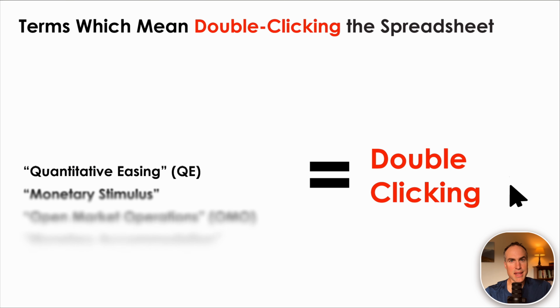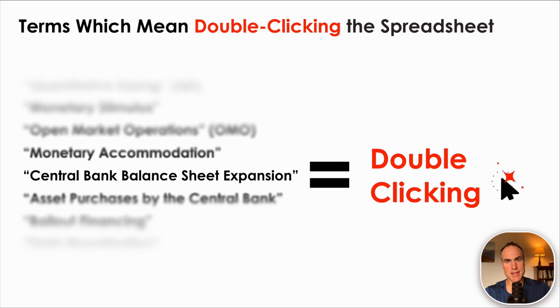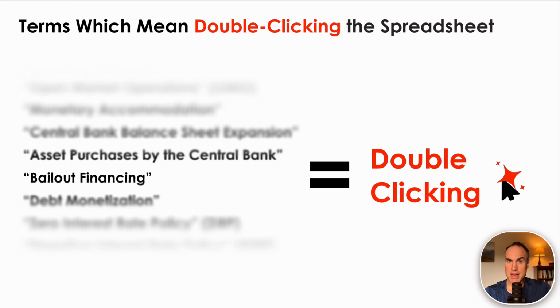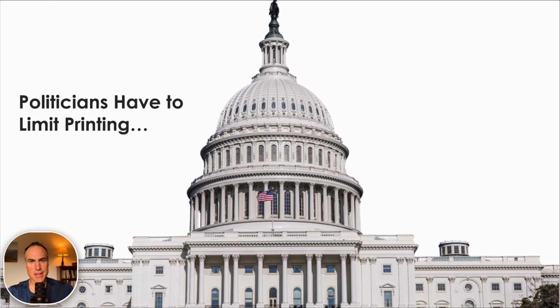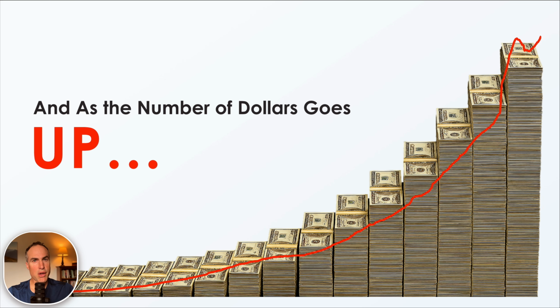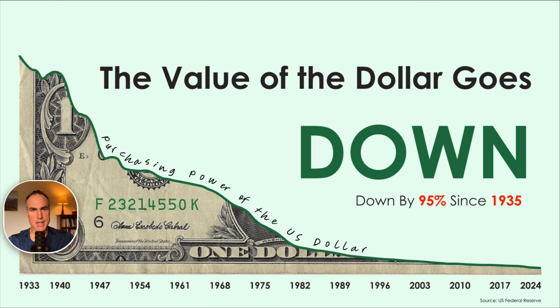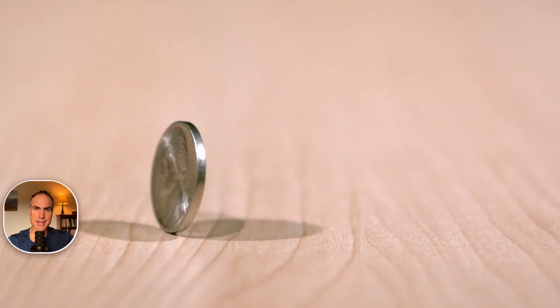They call it anything but double-clicking, anything but printing money, anything but increasing the dollars in the system. But practically speaking, the result is the same. You see, with the US dollar system, it runs on politics. The politicians are the ones that have to limit printing. And you can sort of guess how that goes. And as the number of dollars goes up, the value of the dollar goes down. Since 1935, the value of the dollar has gone down by about 95%, which means you've got about 5 cents of value left out of a 1935 dollar.